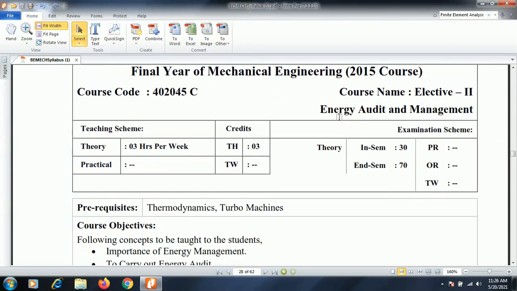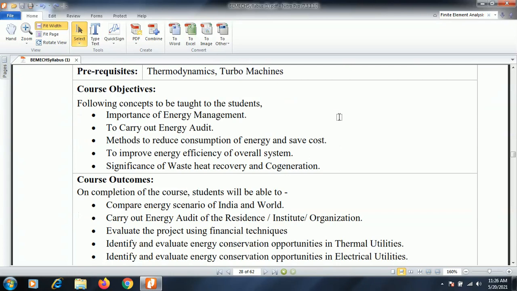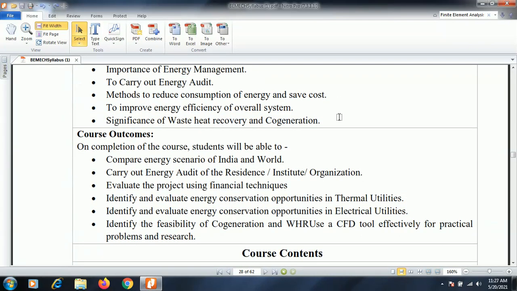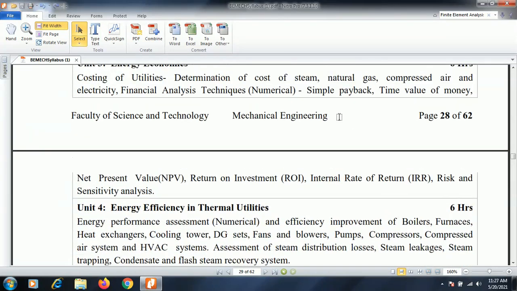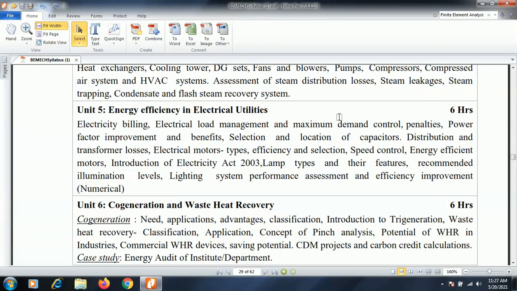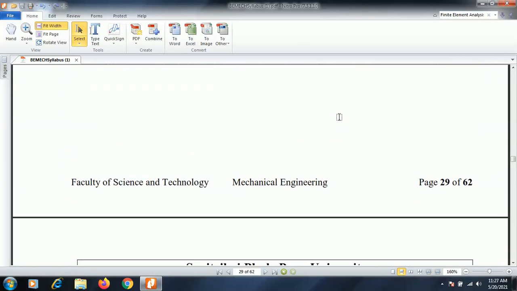Then the third subject is energy audit and management. As the name suggests, it is related to energy. The prerequisites are thermodynamics and turbo machines. Mostly the energy audits are conducted in industries. So how to conduct those energy audits, how the energy is consumed, or where the areas are where you can save energy, you will be able to know in this energy audit and management subject. Different concepts are there also: energy economics, energy efficiency in thermal utility, electrical utility, cogeneration, waste heat recovery, and so on. Again, there is no practical for this subject.